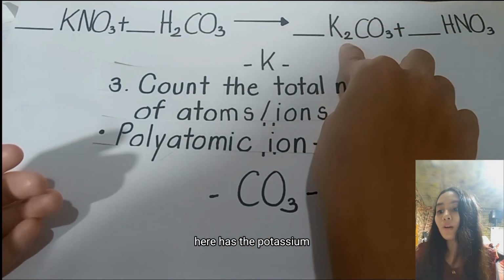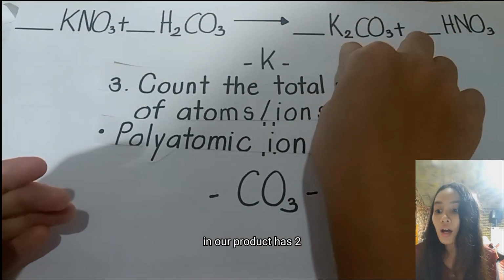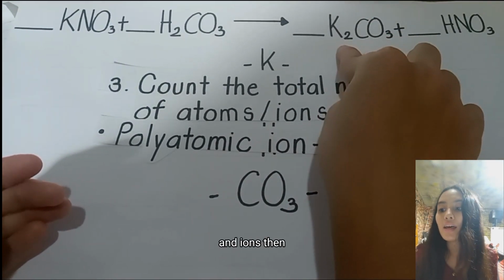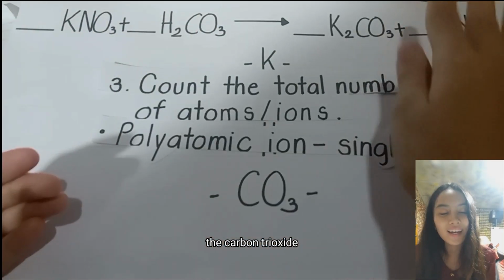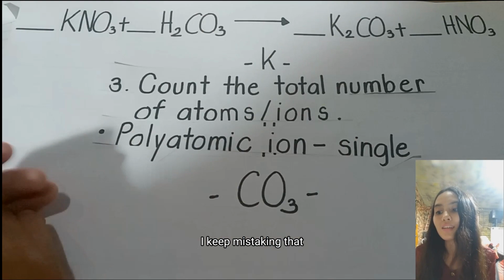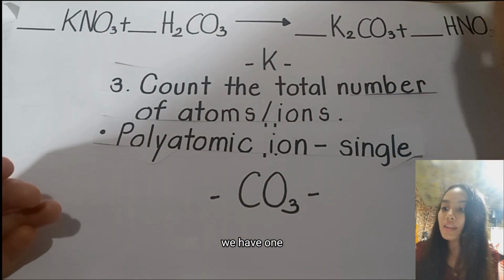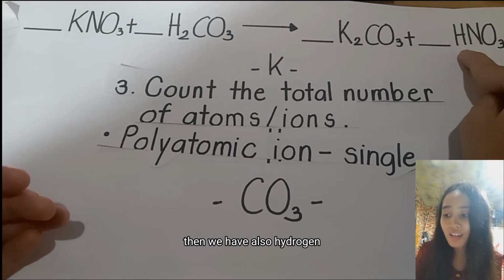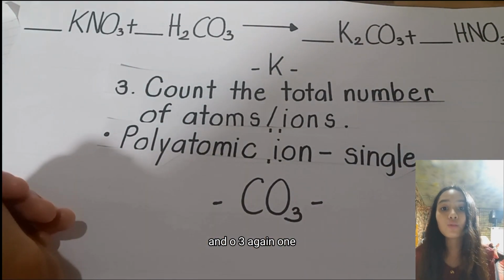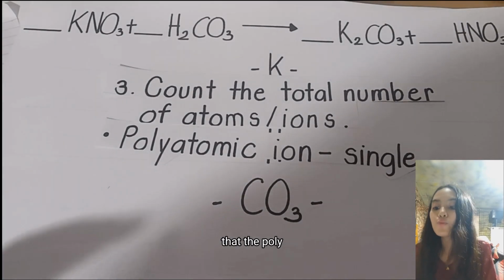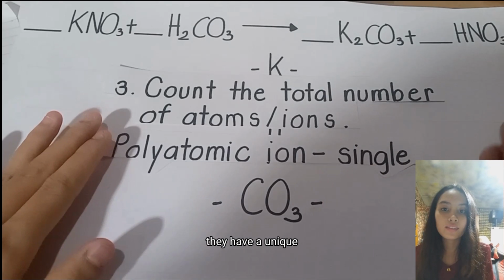So the potassium in our product has 2 total number of atoms and ions. Then we have here the carbonate again, I keep mistaking that. So this is the carbonate, we have 1. Then we also have hydrogen, 1. NO3 again, 1.